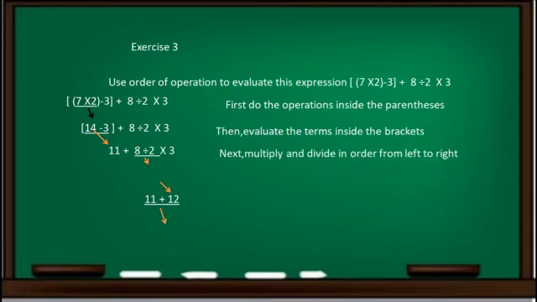Next, multiply and divide in order from left to right. 8 divided by 2 is 4. Bring down the remaining part of the problem. Next, multiply. 4 times 3 is 12. Finally, add and subtract in order from left to right. 11 plus 12 is 23.